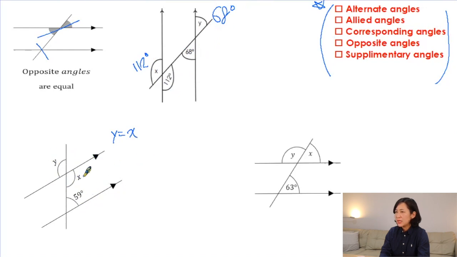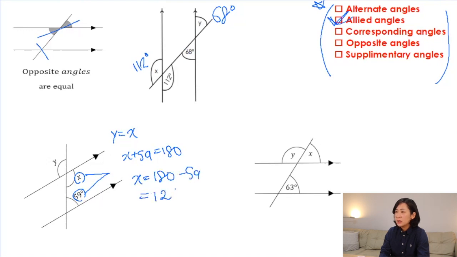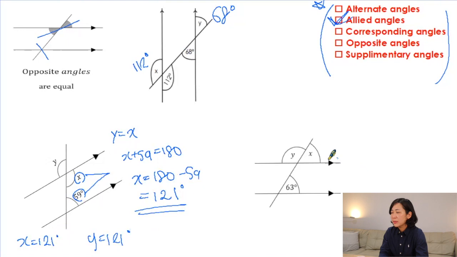Oh yes, I can see the allied angles, right? So x and 59 are allied angles. So let's take the allied angles that they add up to 180. So x plus 59 is 180. So x is 180 take away 59, 121. That's why x is 121, and we also know that y is equal because they are the opposite angles, right? So move on to the next one.